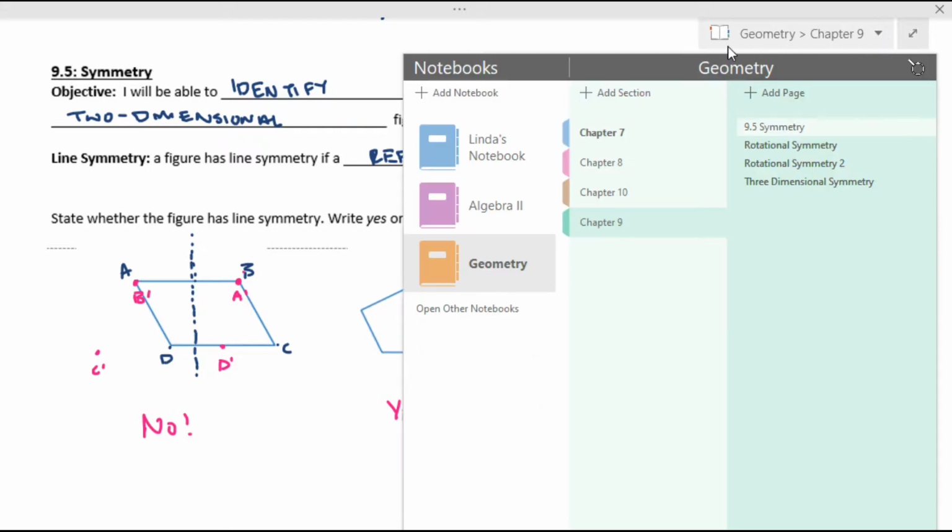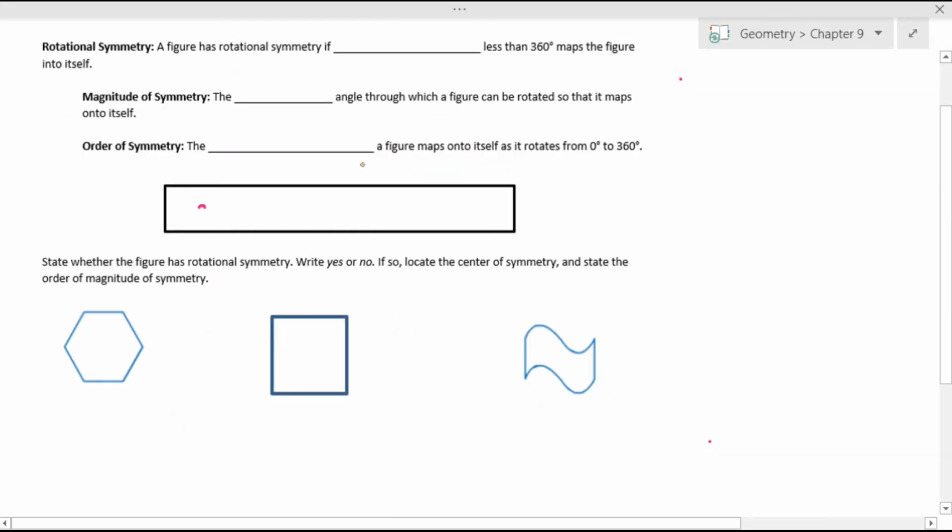Next page. We're going to talk about rotational symmetry. A figure has rotational symmetry if a rotation less than 360 degrees maps it onto itself. So 360 degrees would be a full circle. We're looking for something that's less than a full circle to rotate onto itself. So we rotate it a little bit and it maps right back onto itself.